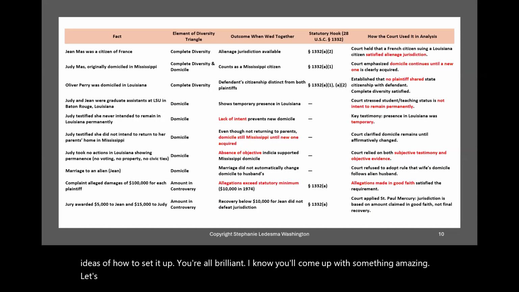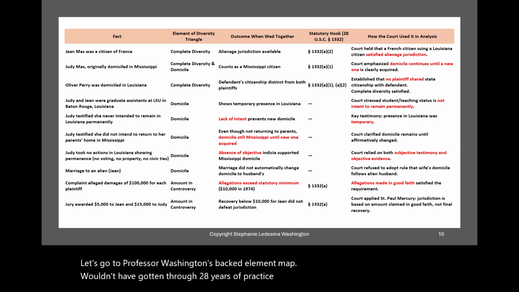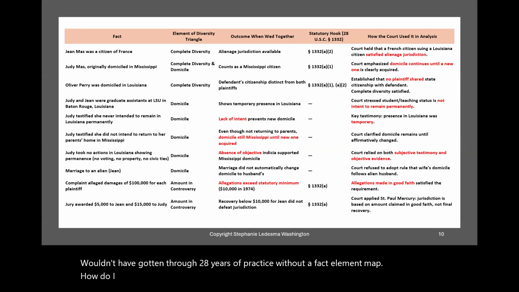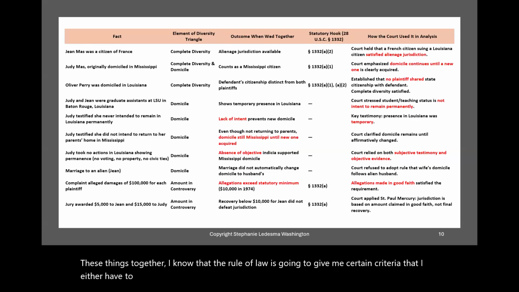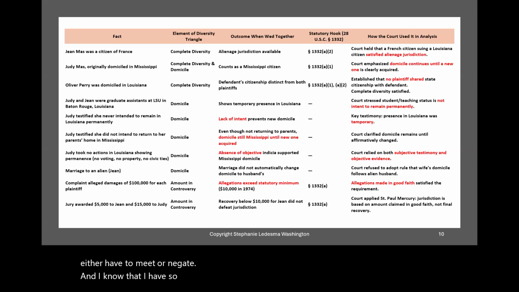Let's go to Professor Washington's fact element map. Wouldn't have gotten through 28 years of practice without a fact element map. How do I put these things together? I know that the rule of law is going to give me certain criteria that I either have to meet or negate. And I know that I have so many facts that I don't know what to do with them all. How do I determine what facts are relevant?